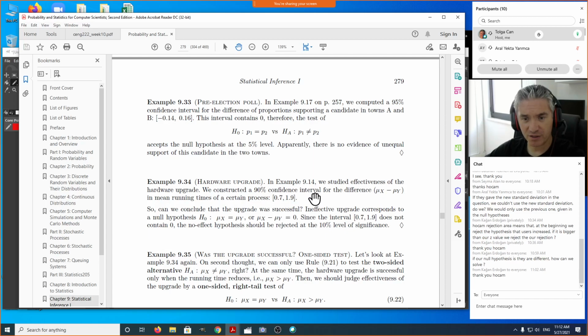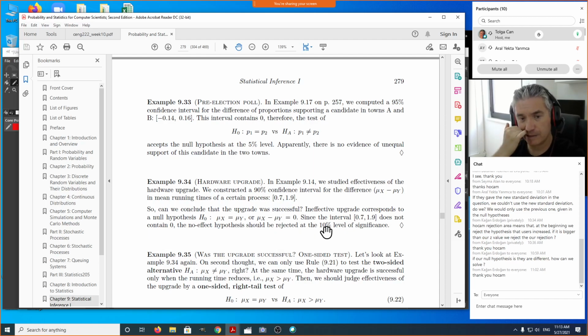So with a 90% confidence interval, the difference between mu x and mu y in the mean running times was between 0.7 and 1.9. So this is at 90% confidence. If our hypothesis is that these two means are equal, our null hypothesis will be that mu x is equal to mu y, or mu x minus mu y is equal to 0. Since 0 is not contained in this interval, we would reject the null hypothesis in favor of the alternative hypothesis, saying that the upgrade is indeed successful, or that the sample that we observe provides sufficient evidence at the 10% level of significance that the null hypothesis should be rejected in favor of the alternative.